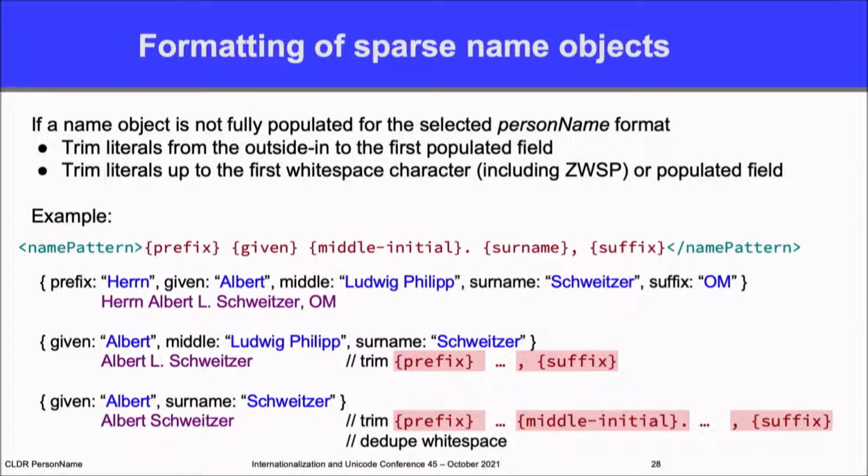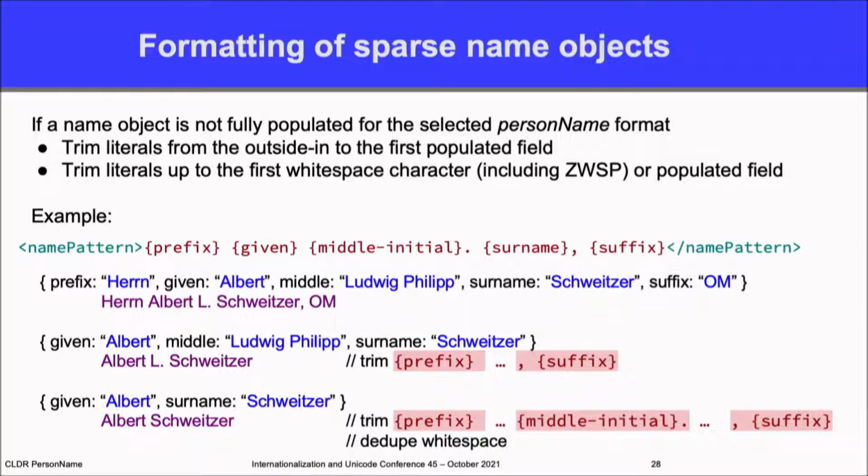And then what if I have only Albert Schweitzer? I don't have the middle name. Then what would happen is, again, I trim from the outside in, and then I take the field that is missing and any literals up to the next space, or whatever the white space indicator is, or field, whichever I hit first. And here I would potentially end up with multiple white spaces, so I dedupe any white space that you have in between.